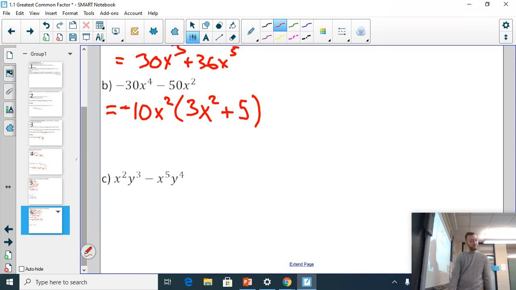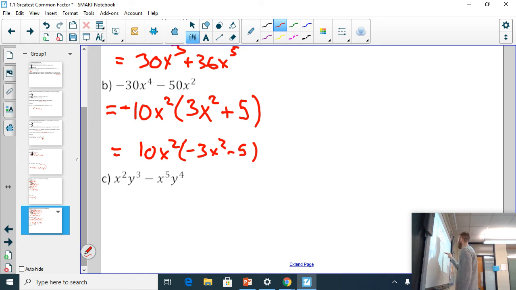You don't have to take out the negative, right? You could also just take out a 10x squared, and then you'd be left with negative 3x squared minus 5. Those two are the same things. However you want to do it, I just like to take out a negative if I have to.